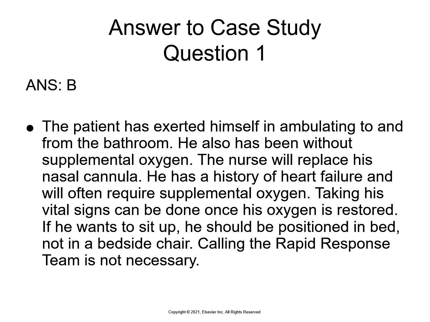Now, he has a history of heart failure, so you know he may require supplemental oxygen. He may even use it at home. So taking his vital signs, you'll do that after you get his oxygen restored. And if he wants to sit up, he can go to in the bed and raise his head up. And at this point, you do not need the rapid response team.